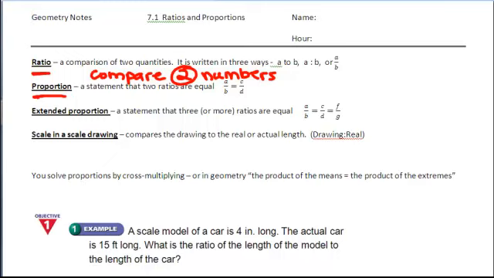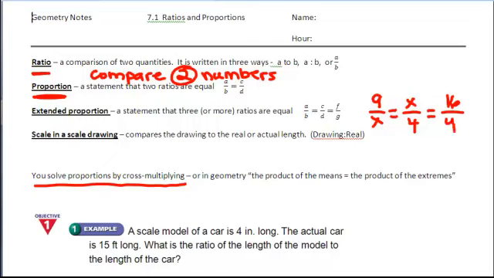We're also going to use this word called proportions, and this is setting two ratios equal to each other, and we are going to solve proportions by cross-multiplying. We can have extended proportions. It looks like this. Another example might be 9 over x equals x over 4 equals 16 over y. And we're going to have to cross multiply these.